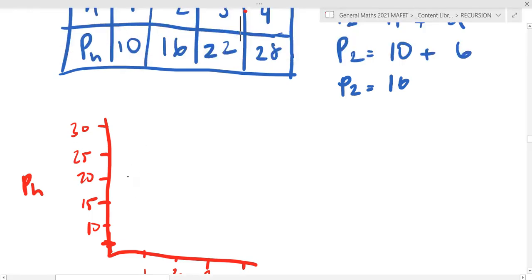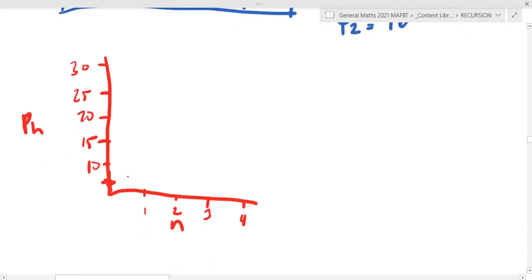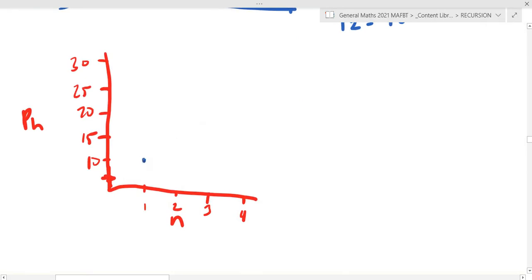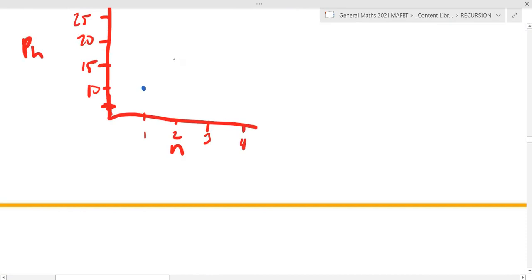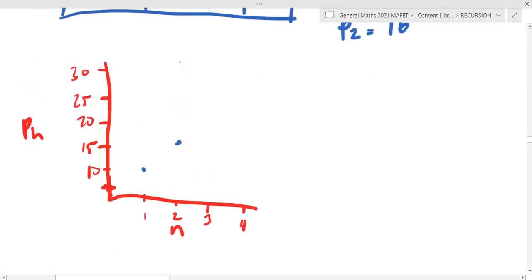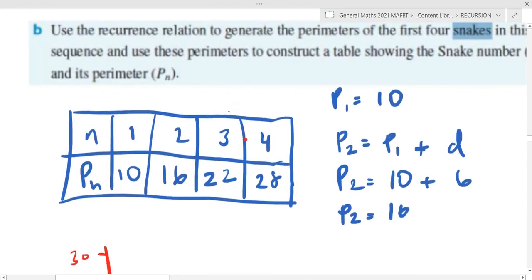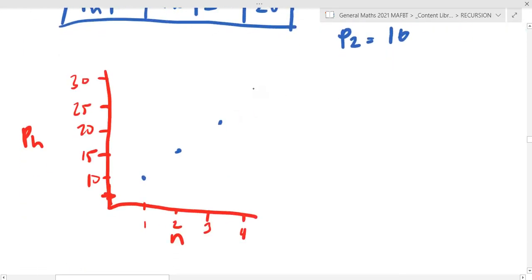Okay, so the first value, P1, is 10. So that's the first dot right there. Second value, 16. So 16 should be just above 15. Third value, 22. So that's about over here, a bit more than 21. And then fourth value is 28, so just under 30. Once you've done that, join the dots.